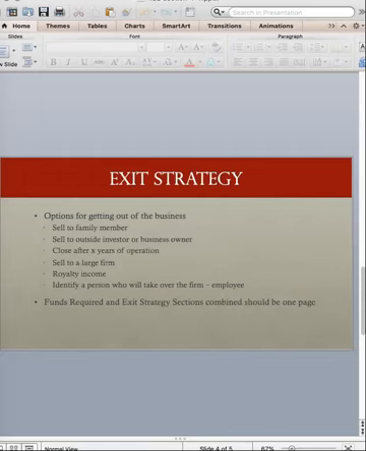It might be beneficial to look up different exit strategies people have come up with in business plans and see if you could apply and tweak any of them to fit yours. Both the funds required and exit strategy sections should be 1 page. Remember, this final business plan can only be 10 pages long, so it's important to keep things short and concise, but also very clear.